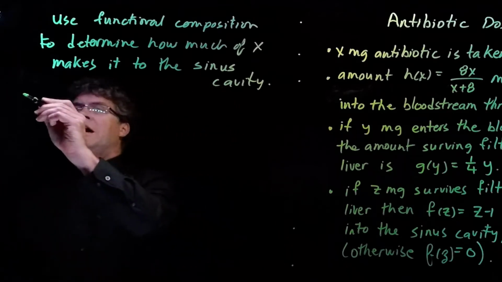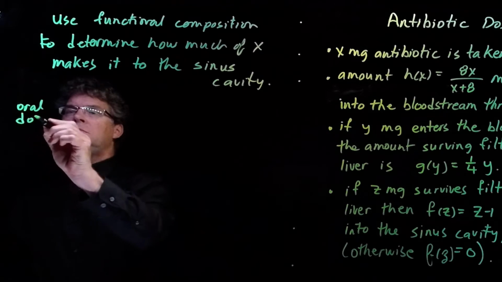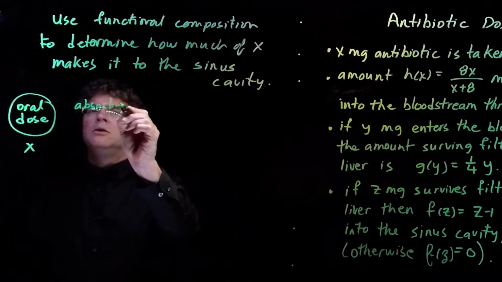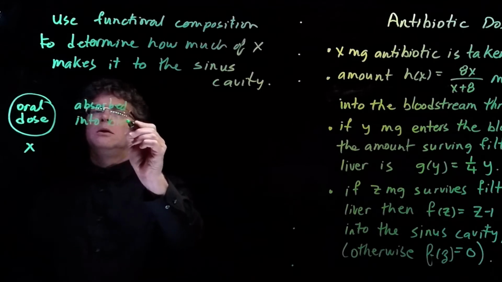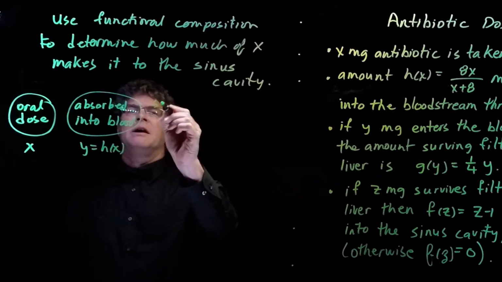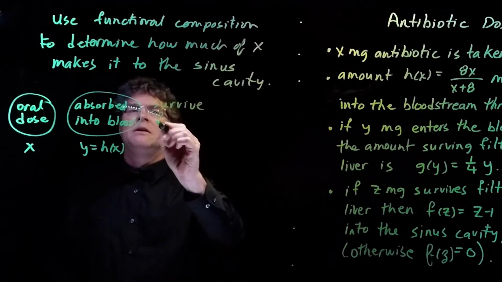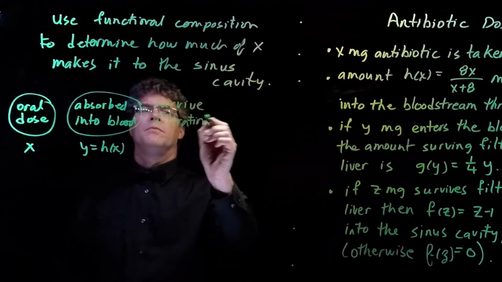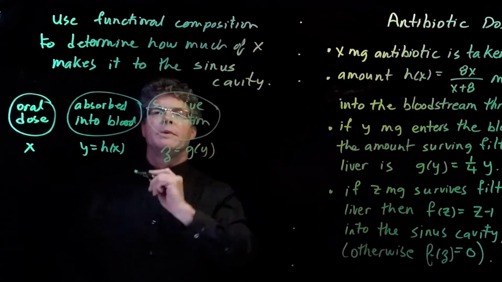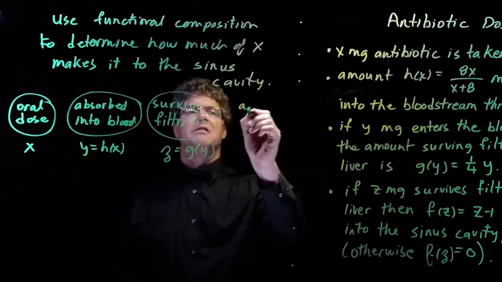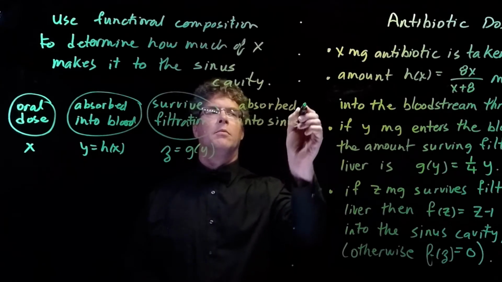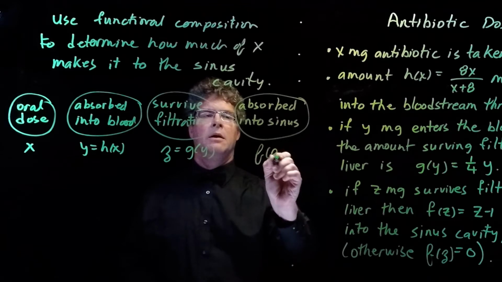So as a recap here, we have the oral dose, and we call that X. And then we have absorbed into blood, and we're going to call that Y is H of X. And then we have survived filtration, and we're going to call that Z is equal to G of Y. And then finally we have absorbed into sinus, and that amount will be F of Z.